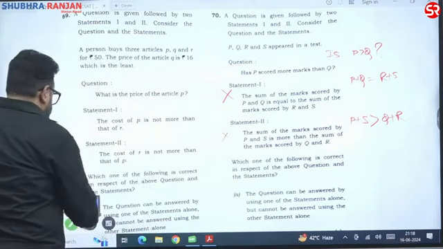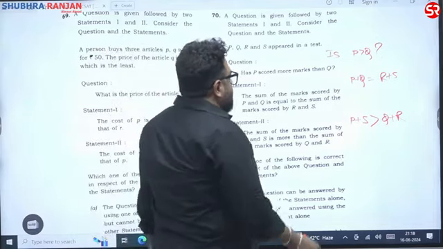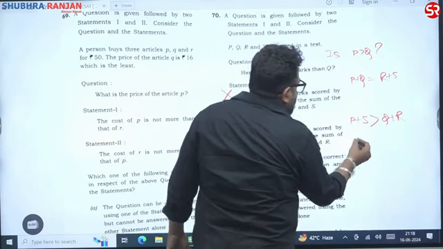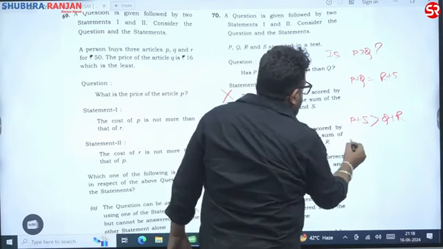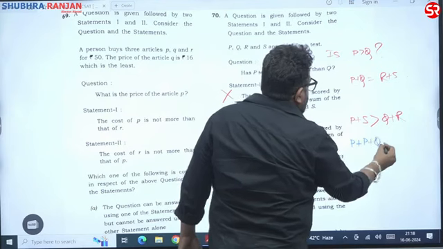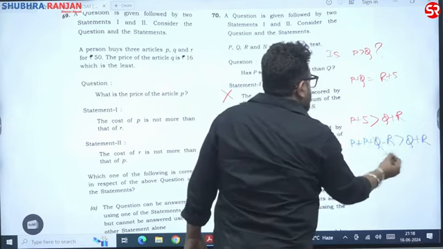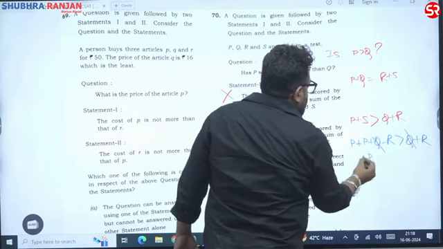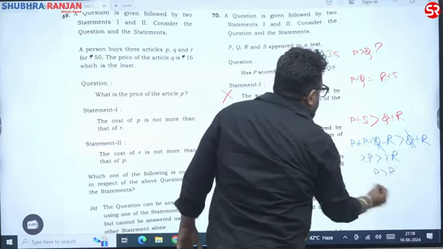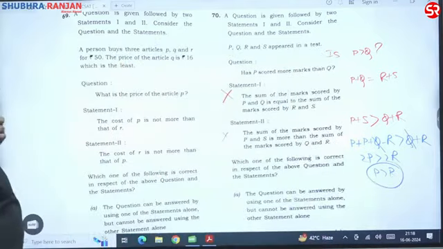So if I combine them together, we need a relationship between P and Q. So I put the value of S here, P plus what is S? P plus Q minus R is greater than Q plus R. So Q and Q cancel out. 2P is greater than 2R. P is greater than R, but that does not give you anything else. So when I put the value of S, I'm not getting anything.